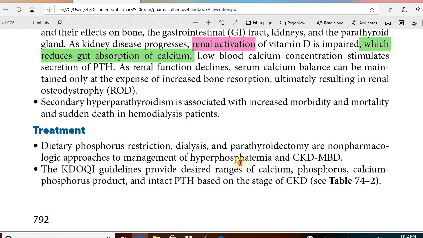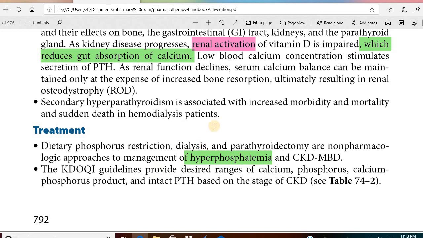So if you have chronic kidney disease and hyperphosphatemia as well, you have to give the dietary phosphorus restriction. If you go by the KDIGO guidelines, you have to do dietary phosphorus restriction.